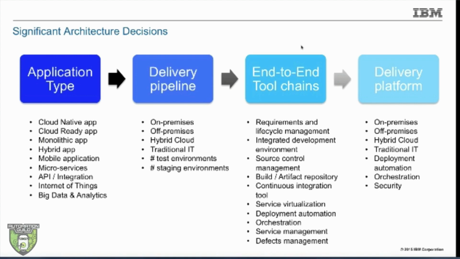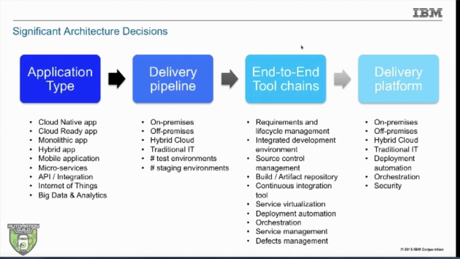And then there are lots of choices about where the platform is going to be delivered. Is it on-prem? Is it off-prem? Is it in a hybrid cloud? How am I going to do that? And all of those decisions affect the way I'm going to do my testing and I'm going to do my automation. I need to be able to support the different environments.